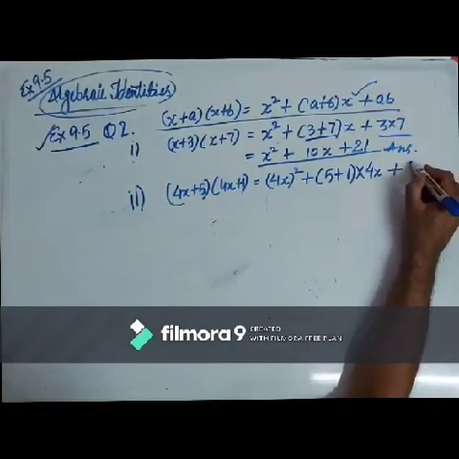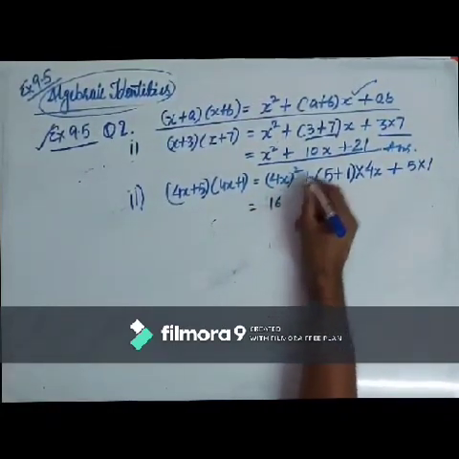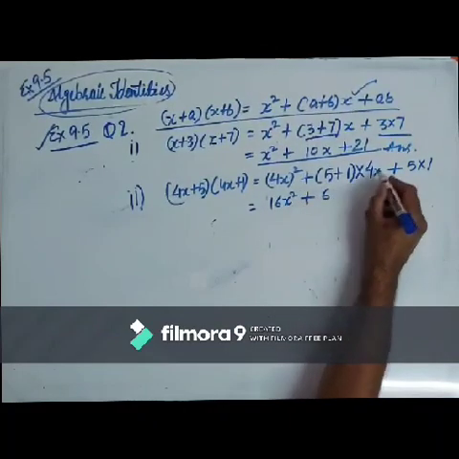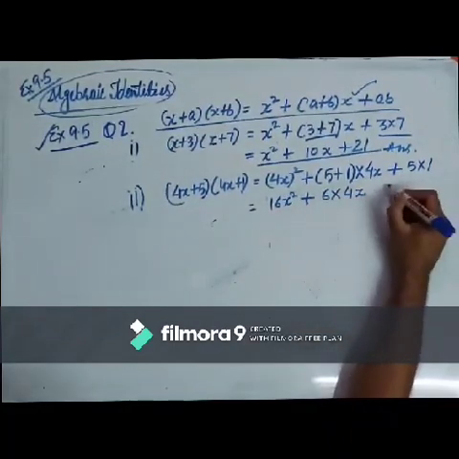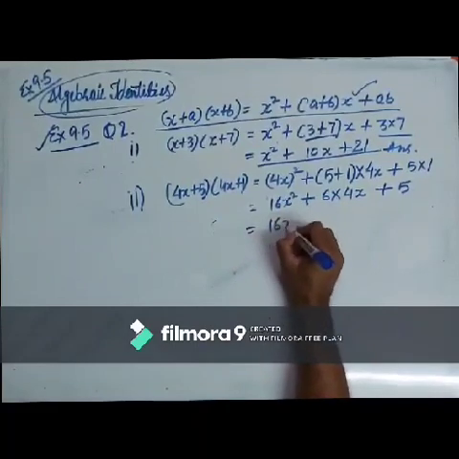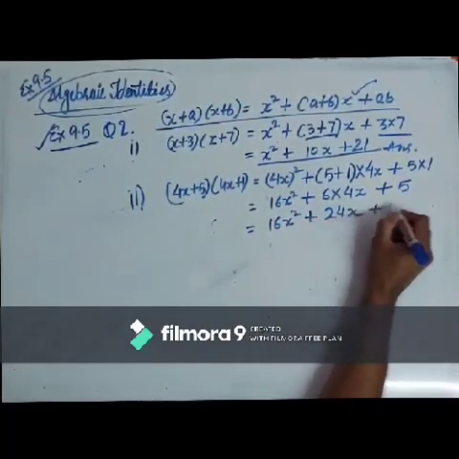Plus what is the last term? This is a into b, 5 into 1. Your answer is 16. Just rewrite it: 16x square plus 5 plus 1, 6 into 4x. I will create another line here. So 5 ones are 5. So again, rewritten it is 16x square plus 6 fours are 24x plus 5.